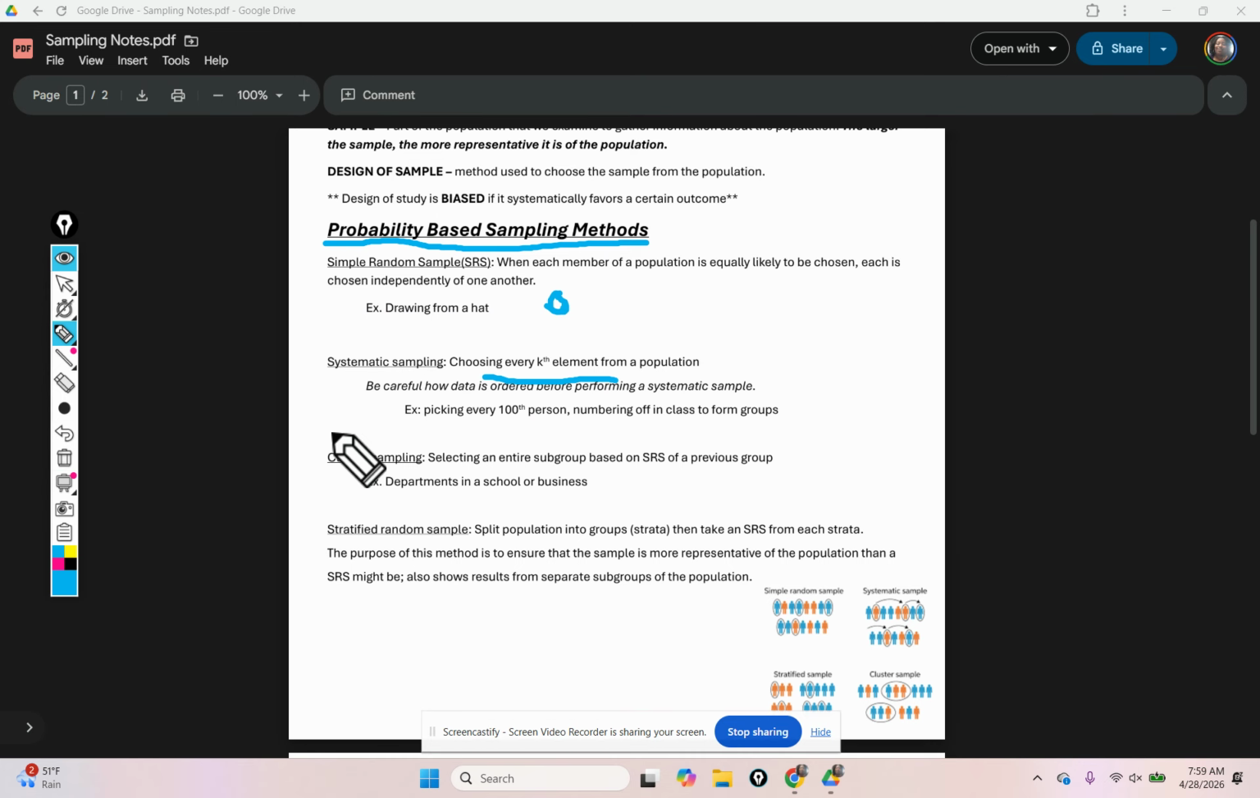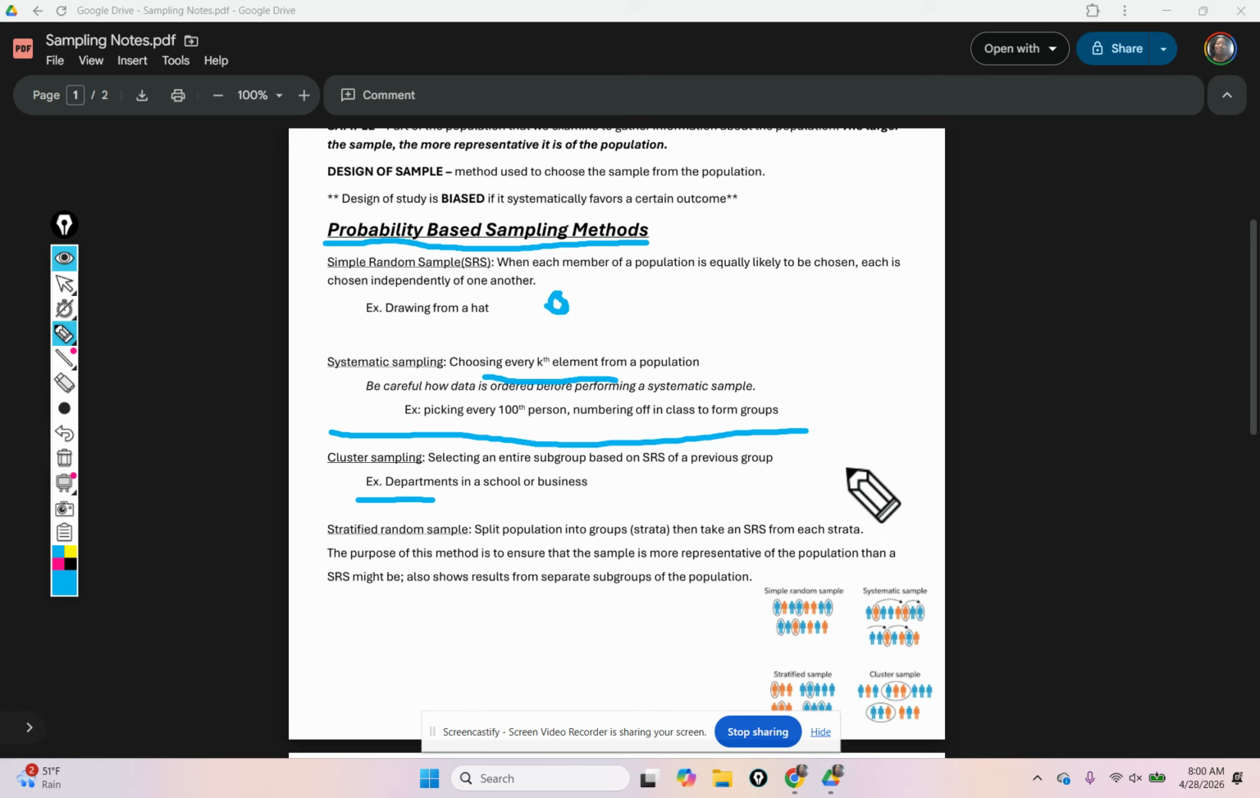Okay. Cluster sampling. Cluster sampling is selecting an entire subgroup based on a simple random sample of the previous group. Think about Smith High School. We have the whole school, but then we have different departments. We have the English department, the math department, the social studies department, the science department, fine arts, and regular arts, right? So those are all different departments. That would be a cluster. So you would have Smith High School as the population, and then your cluster would be the departments.